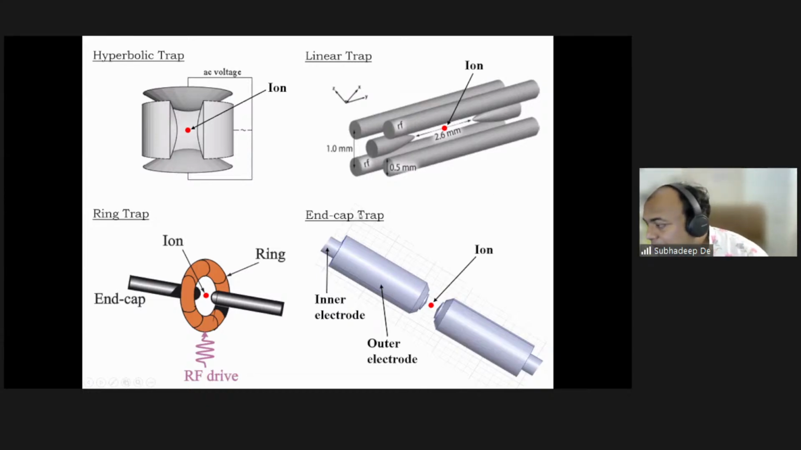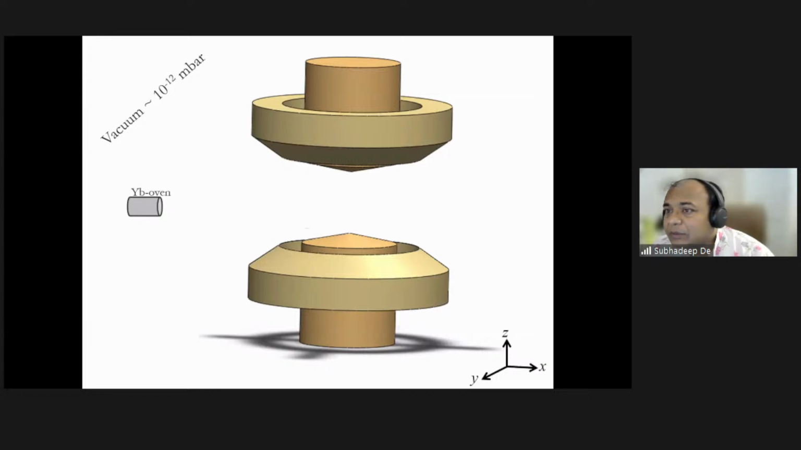And the advantage of this last one, the end cap trap, is that you have a lot of optical access, because you need to apply several laser beams for laser cooling and exciting the clock transitions and so on. What you can see there, you don't have that much access, but here you have a lot of optical access. So that's why this is more user friendly, let's say, compared to all the other geometries. So now let me explain the trapped ion optical clock in a pictorial way.